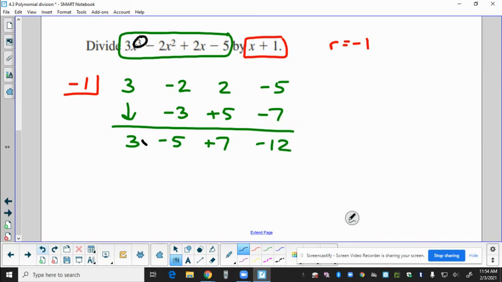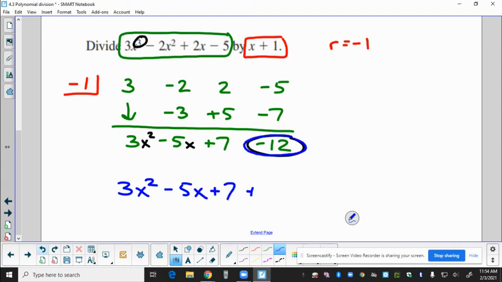Third power. There's a remainder. Okay. Final answer for this one. 3x squared minus 5x plus 7. This would be a 0 if there was no remainder, but we do have one. X plus 1. All right.